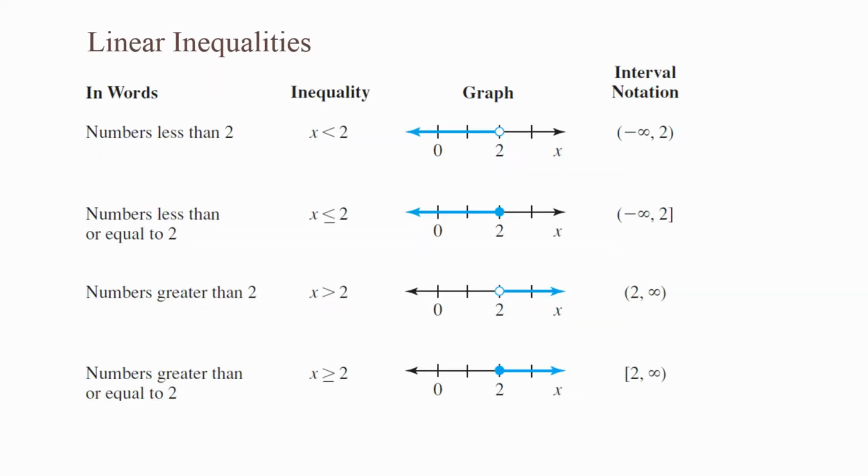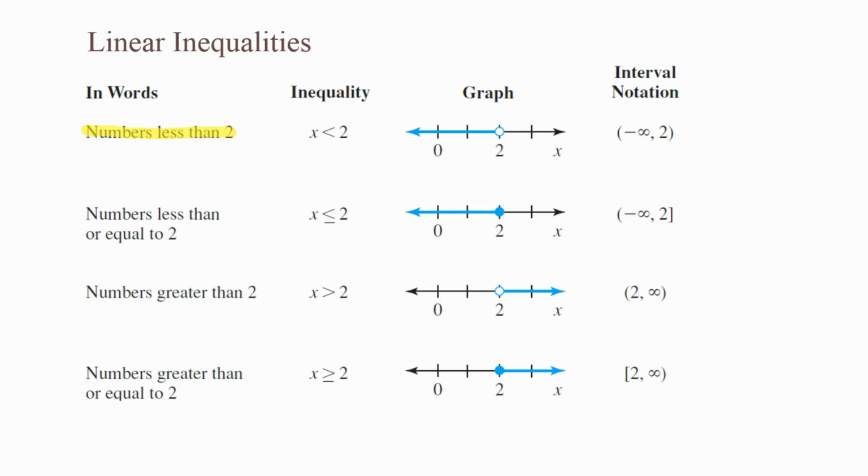Linear inequalities. The answers for inequalities are written in a different manner than the answers for equalities. In words, numbers less than 2 will be written as x less than 2 with the point towards the x. The graph will have an open dot at 2 and be shaded to the left.